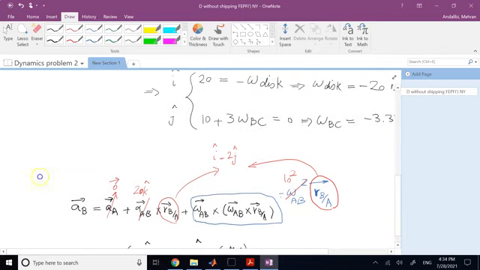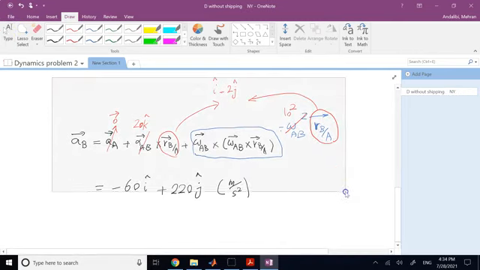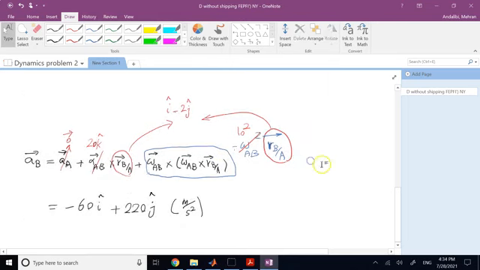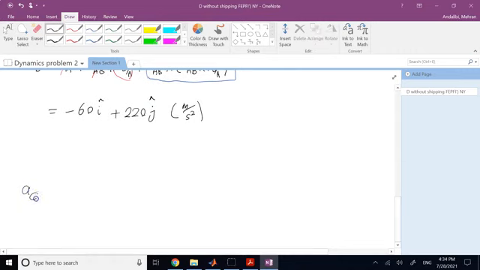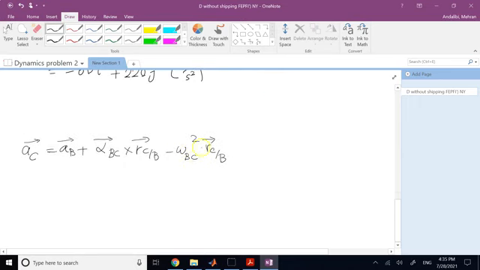Now that I have A of B, it is time to go to member BC, because A of B is known, so I have acceleration of one point. Now I can go to another point, point C, which belongs to member BC. So now I say A of C equals A of B plus alpha of BC cross R of C with respect to B minus omega BC squared R of C with respect to B. Pay attention here that I use the same simplification that I did up here. Instead of the double cross product, I use magnitude squared times vector.